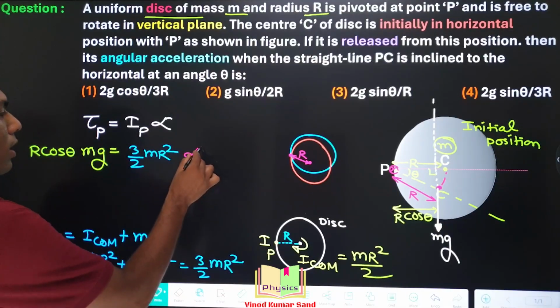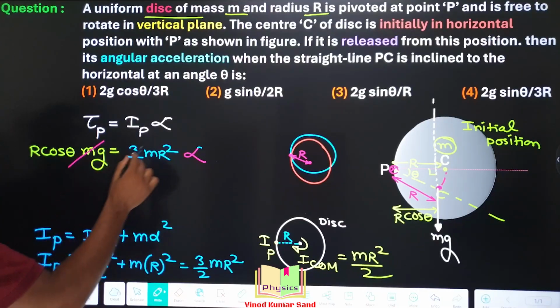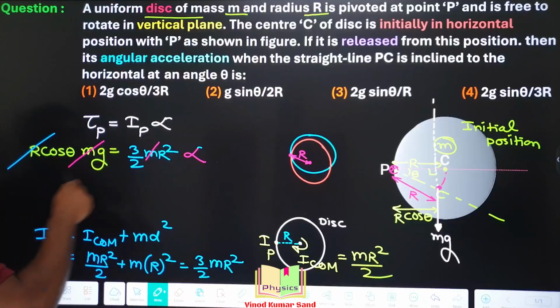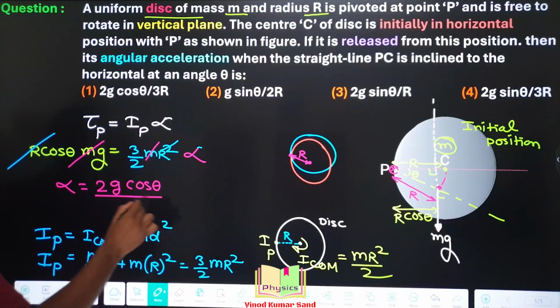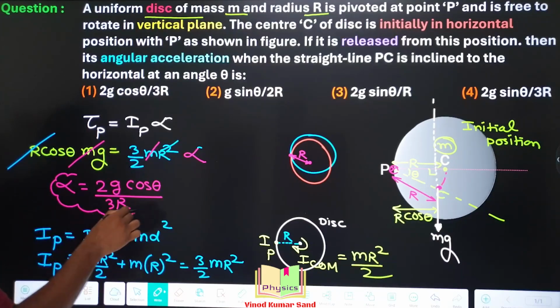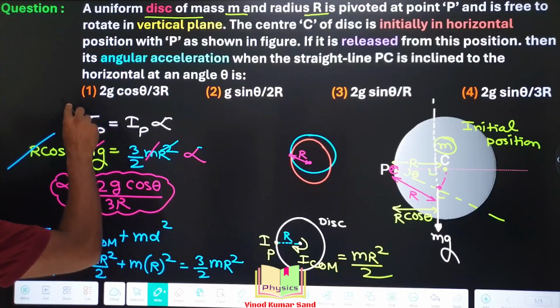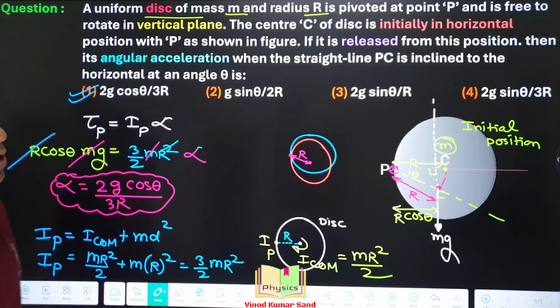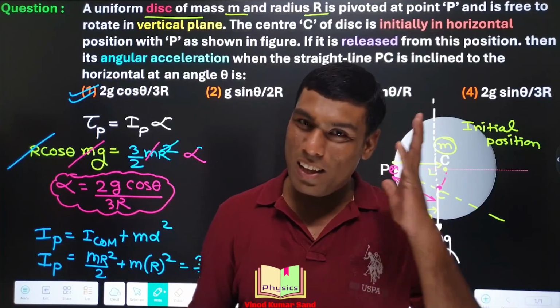Alpha is our target, the angular acceleration. Here we can cancel out that m, and we can cancel out one R from the computation. So alpha comes out to be 2g cos theta divided by 3R. Does any option match with this? 2g cos theta divided by 3R matches with the first option. So the correct answer for this question will be the first option.